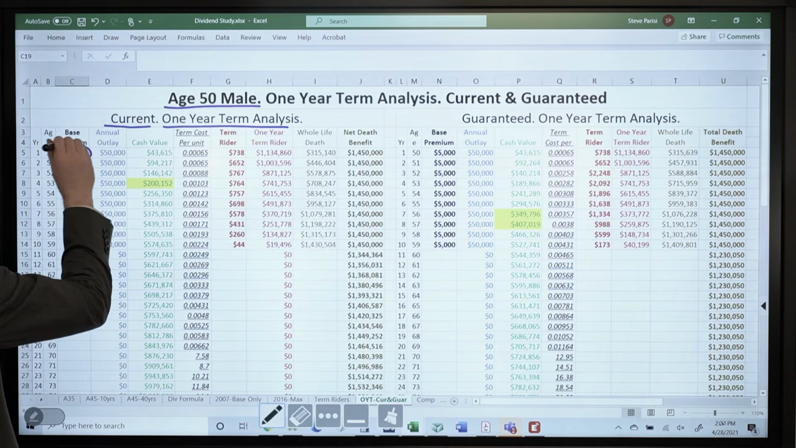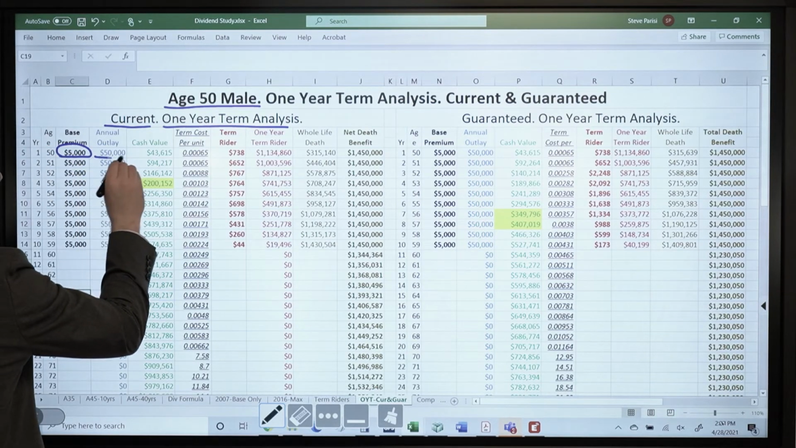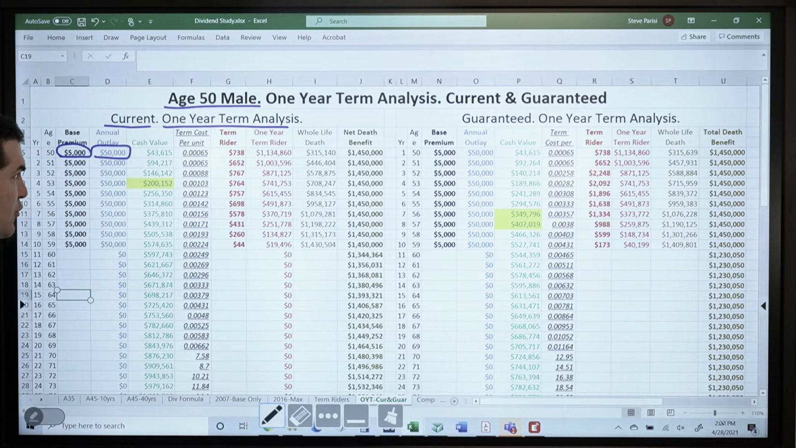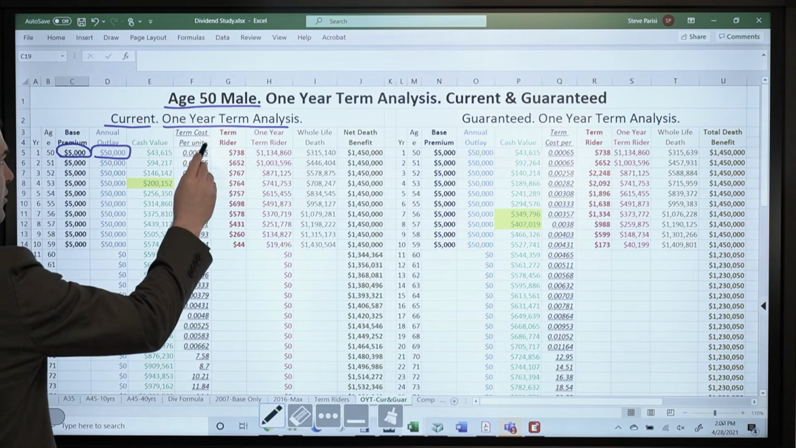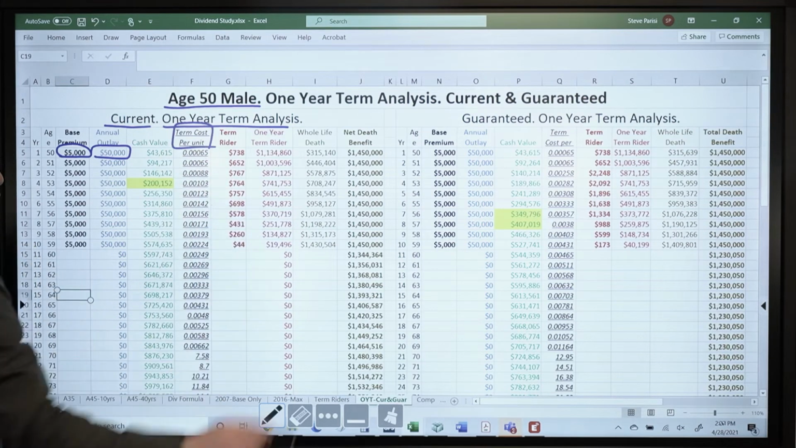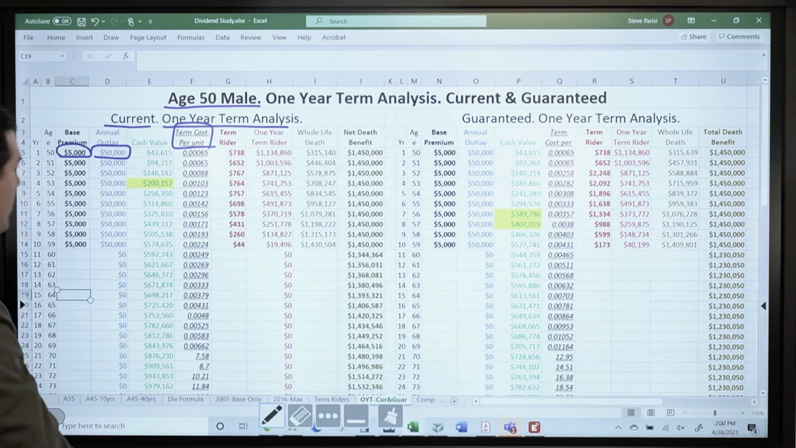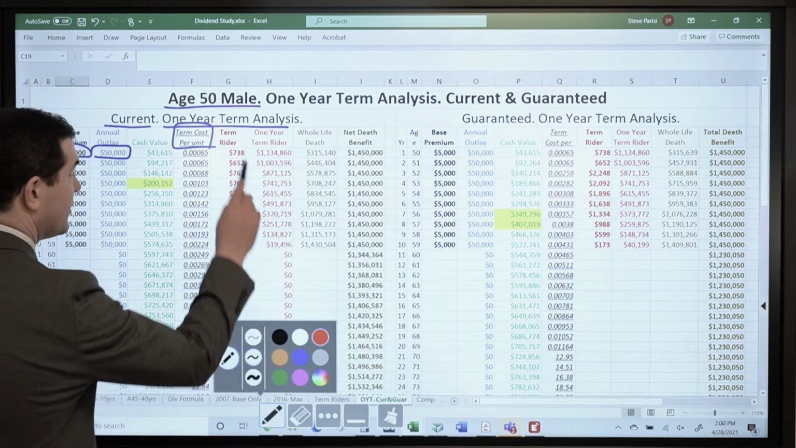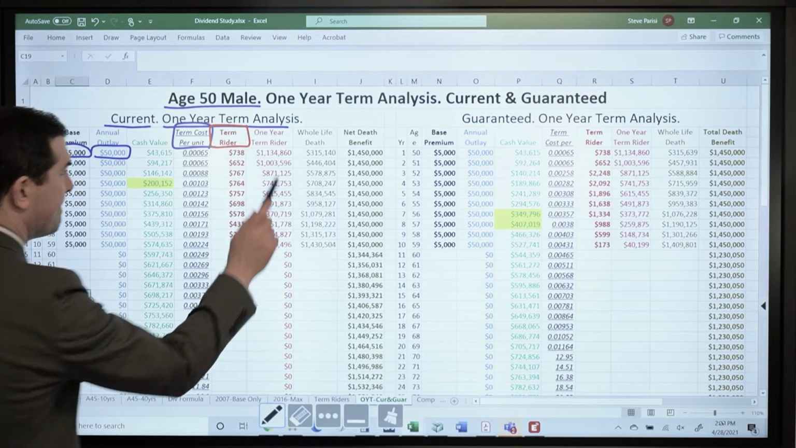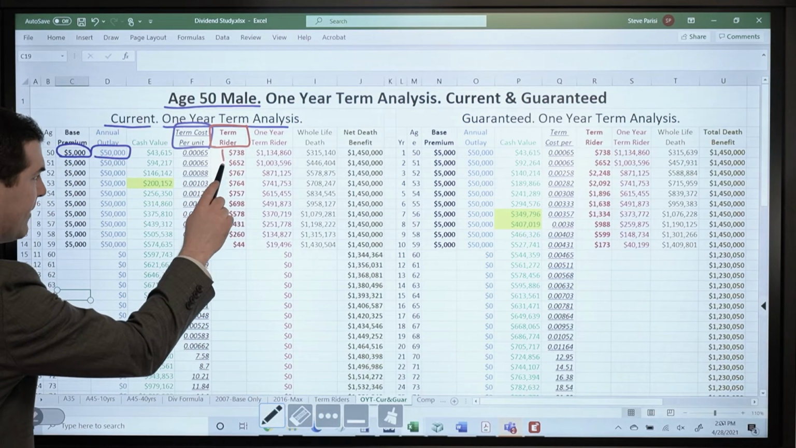Where is my money going? Base premium, total input, $50,000 per year. This is the breakdown of the actual price point for the term insurance rider. But here's really the important piece. Term rider, net cost over time.